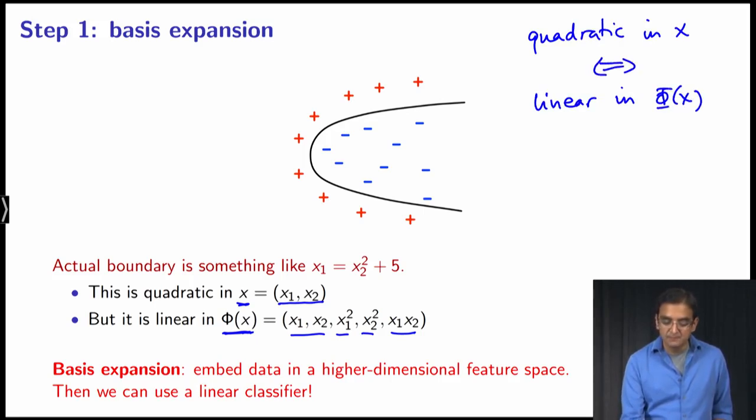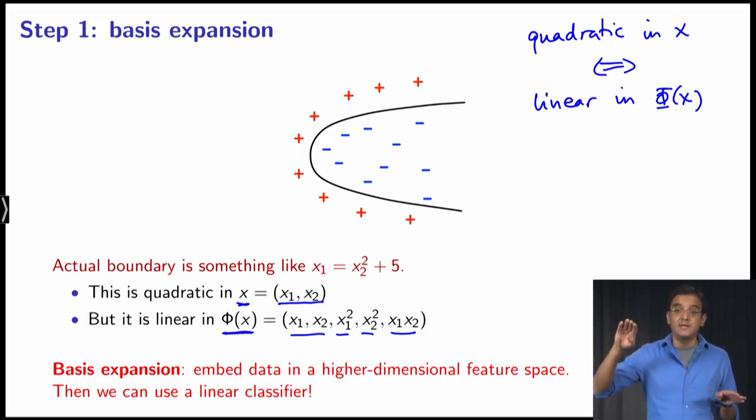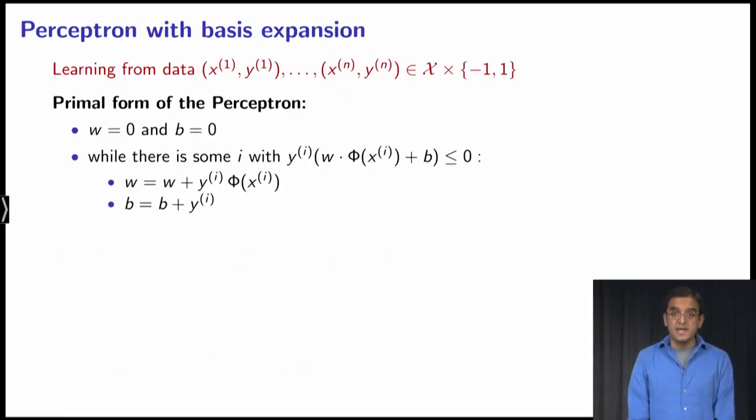then it's also linear in phi of x. And as a result, we can learn a quadratic boundary in the original space of x by simply learning a linear boundary in the higher dimensional space, the space of phi of x. And this gave us the perceptron algorithm with basis expansion, which is just the usual perceptron algorithm, except that we replace x with phi of x over here.